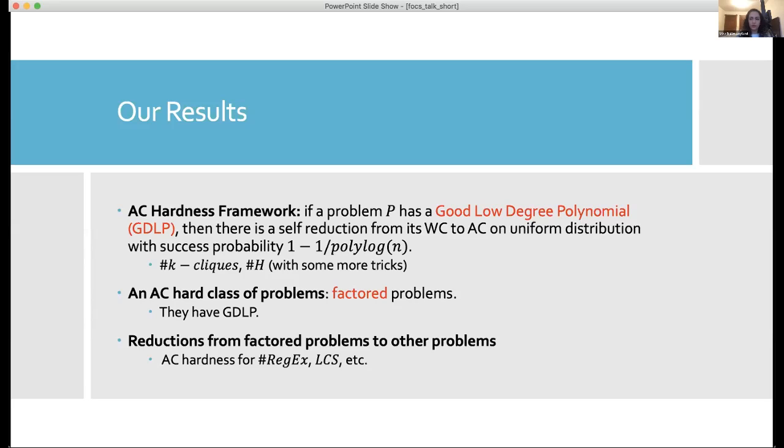And two things to note here. One is that the success probability in all of these average case hardness results is 1 minus 1 over polylog n. And for this last bullet point, these hardness results are not necessarily on the uniform distribution, but they are on an easy to sample distribution. So now I'm going to define quickly the good low degree polynomials and our main theorem for the framework, and talk a little bit about the reductions that I mentioned in the last bullet point.